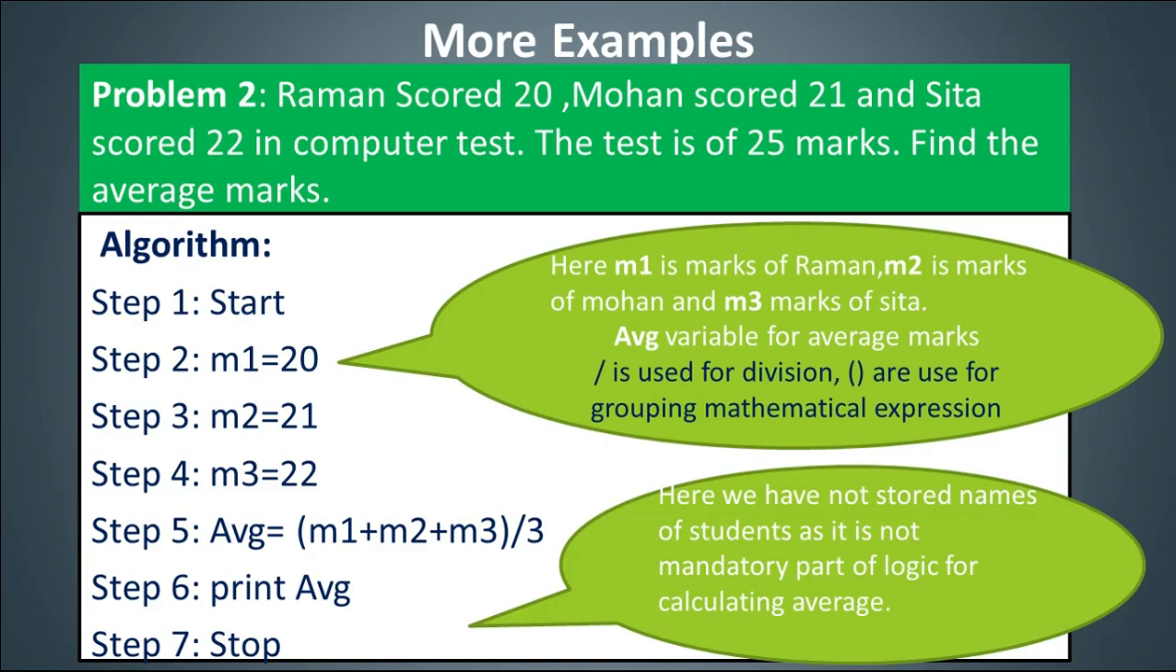So here names are given also in your problem, but we don't require these names, as they may not be mandatory for your solution of the problem. So we have not written the names here. We can write them also, but these are not compulsory. So we have left those statements for storing the names. Clear? So unnecessary statements may not be required in your problem.